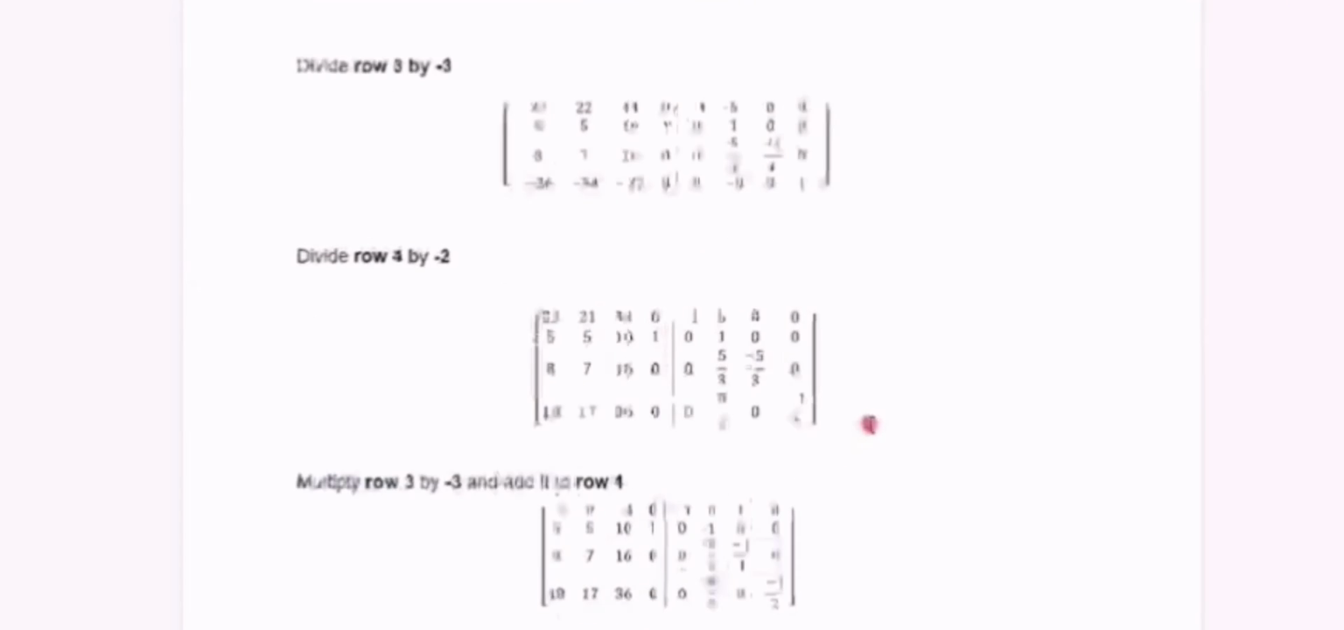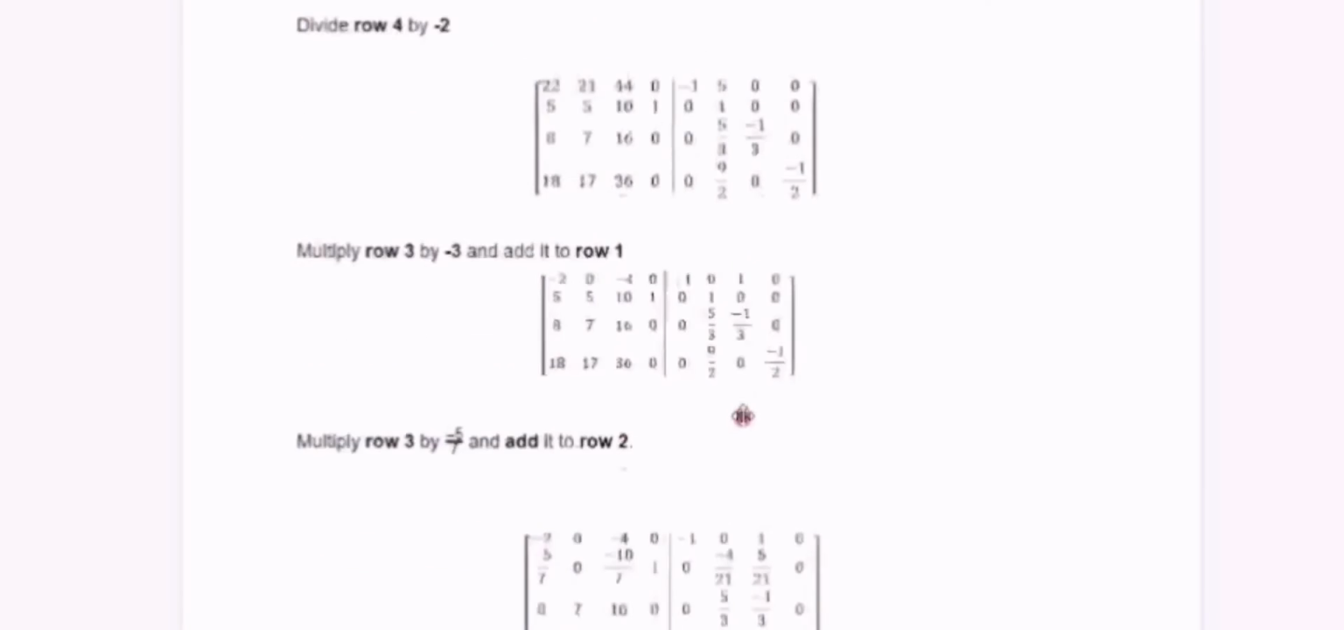Then I will divide row 3 by negative 3. Then I will get 8, 7, 16, 0, 0, 5 over 3, negative 1 over 3, and 0. Next step, I will divide row 4 by negative 2. Then I will get 18, 17, 36, 0, 0, 6 over 2, 0, negative 1 over 2.